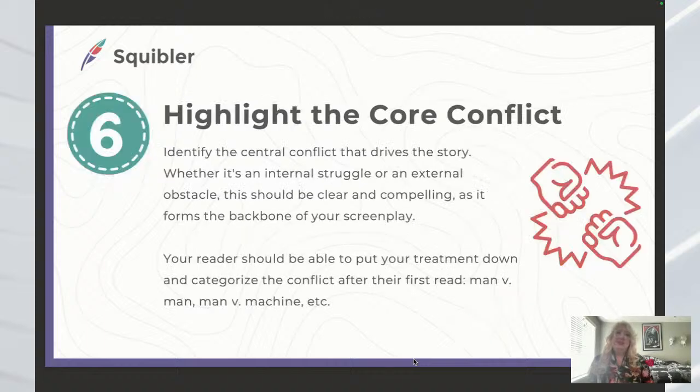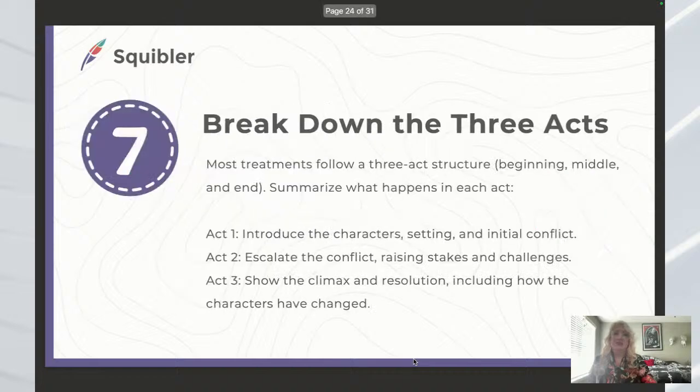The next tip is to highlight the core conflict. You want to identify the central conflict that drives your story. Whether it's an internal struggle or an external obstacle, it should be clear and compelling, as it forms the backbone of your screenplay. After your reader has read your treatment, they should be able to put it down, not look at it, and categorize the conflict after their first read. In other words, they should be able to say, this screenplay is a man versus man conflict. It's man versus machine, like The Matrix, and so forth. So make sure it's very clear to your readers that the conflict is one of these.